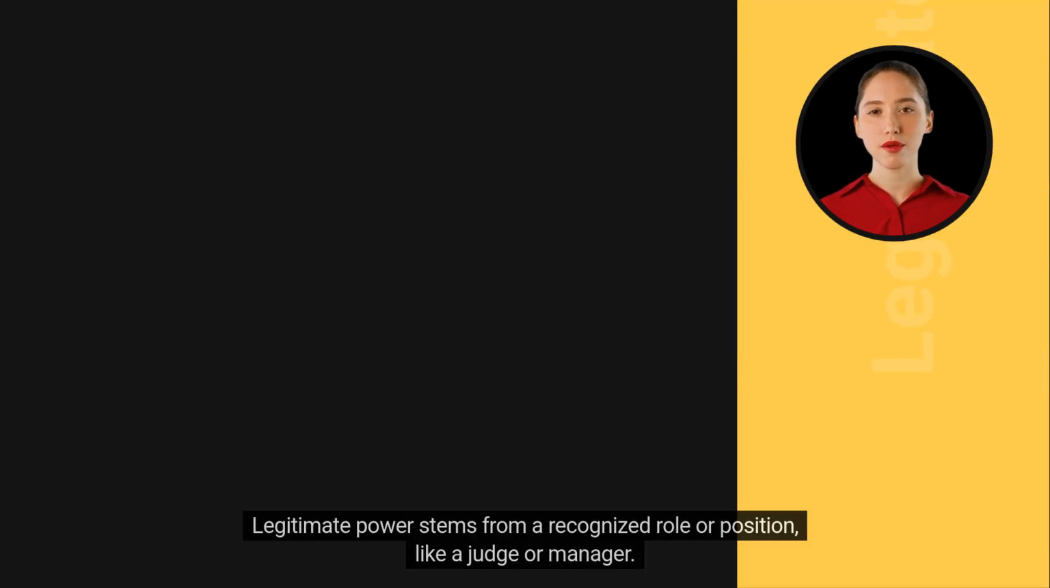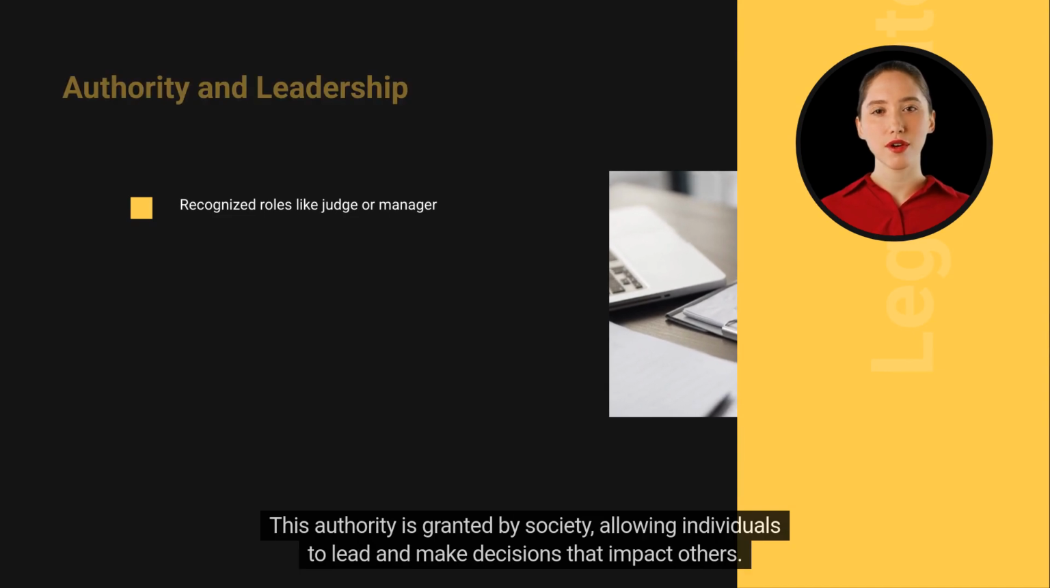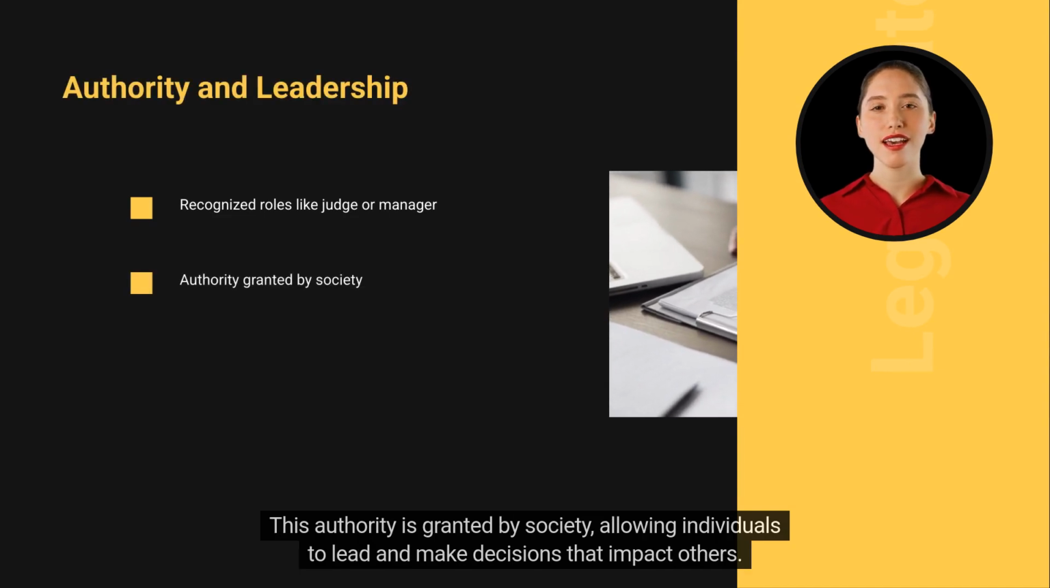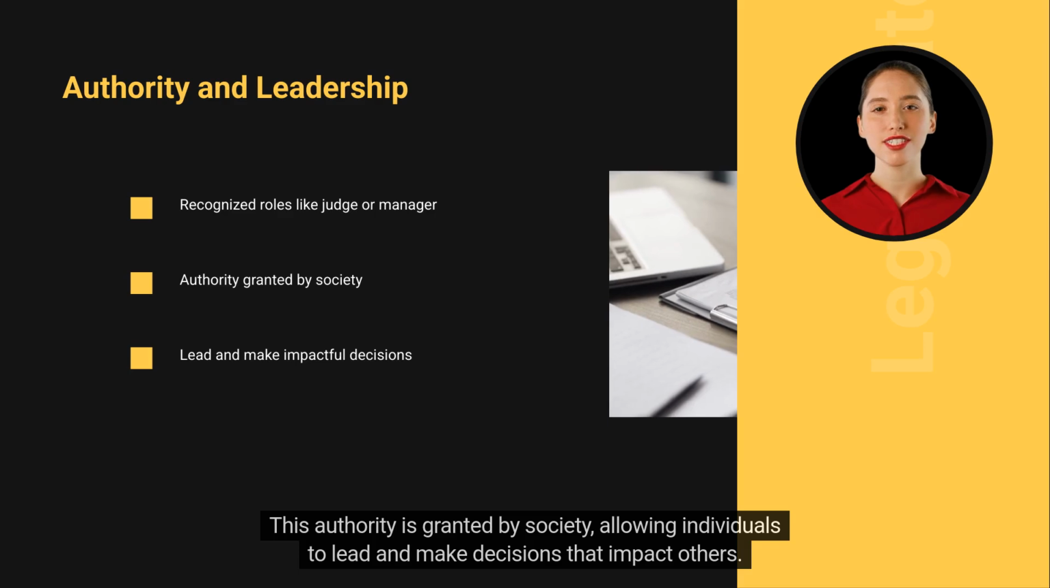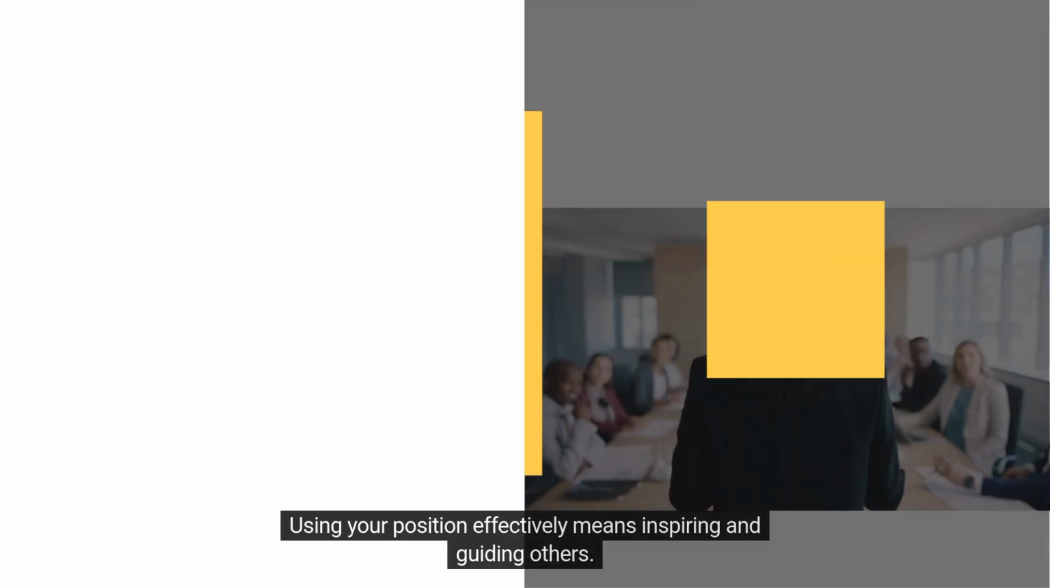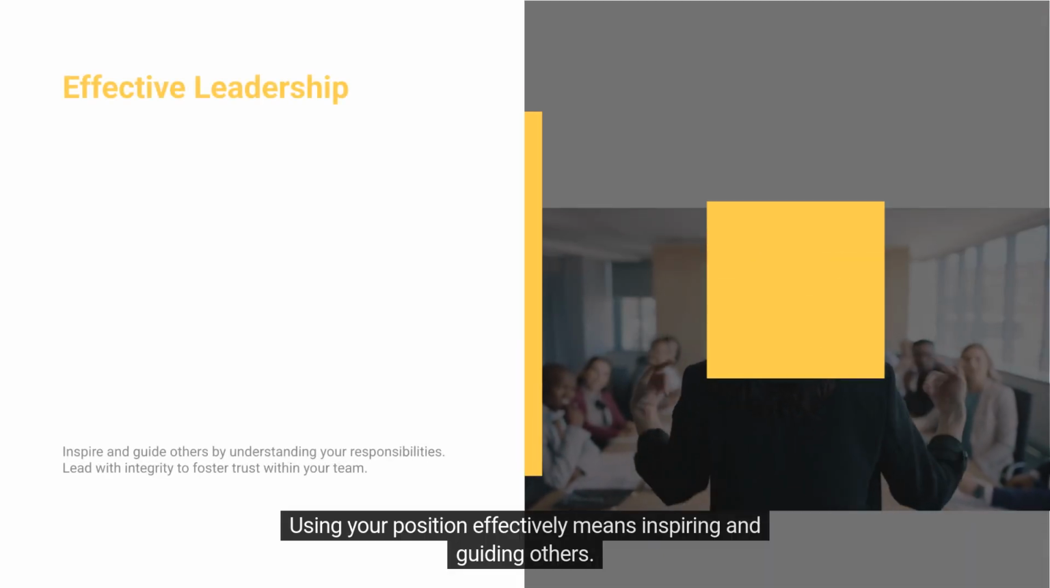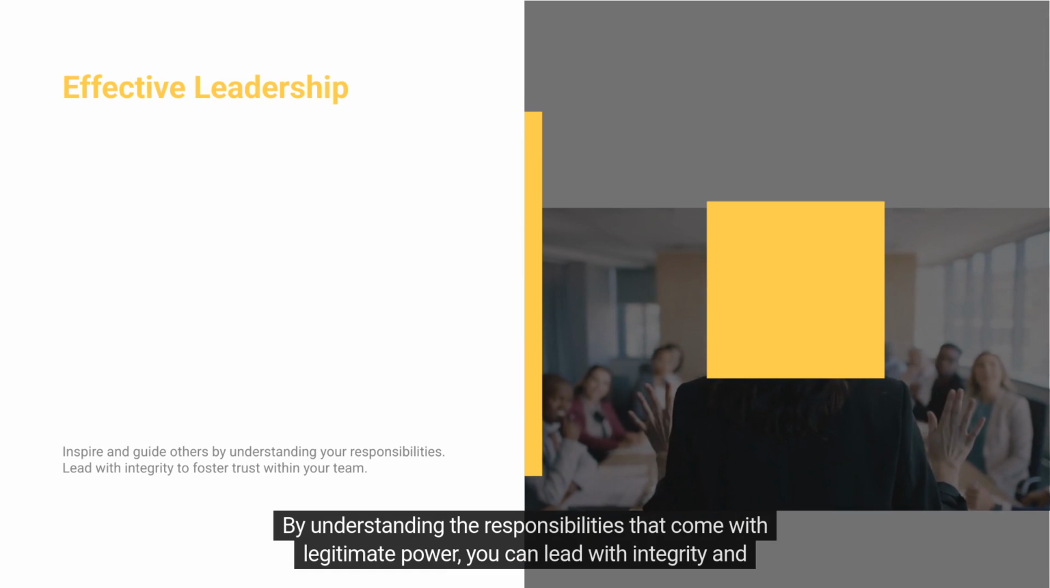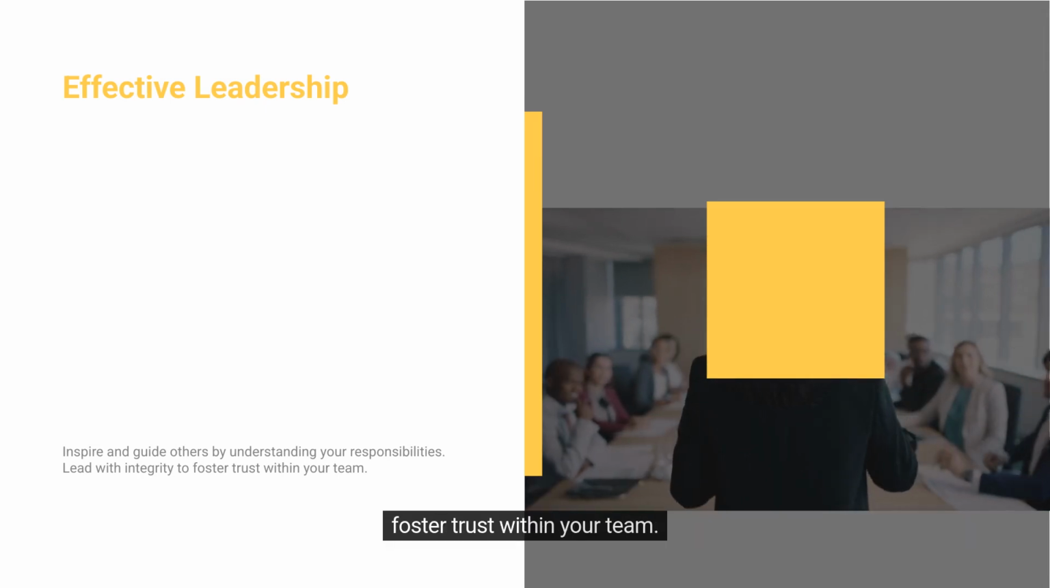Legitimate power stems from a recognized role or position, like a judge or manager. This authority is granted by society, allowing individuals to lead and make decisions that impact others. Using your position effectively means inspiring and guiding others. By understanding the responsibilities that come with legitimate power, you can lead with integrity and foster trust within your team.